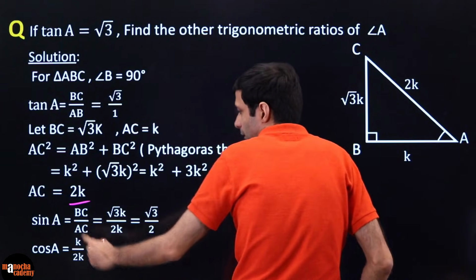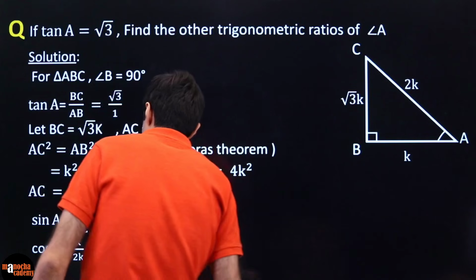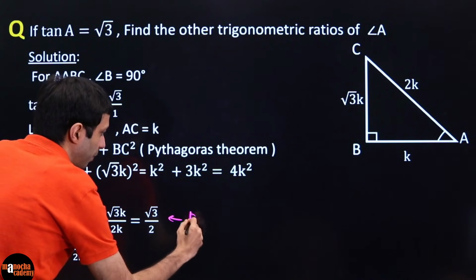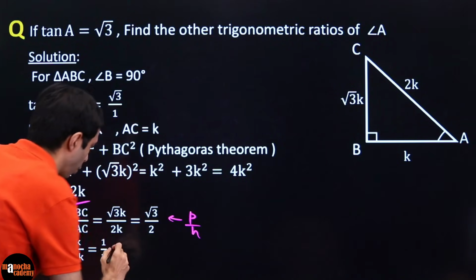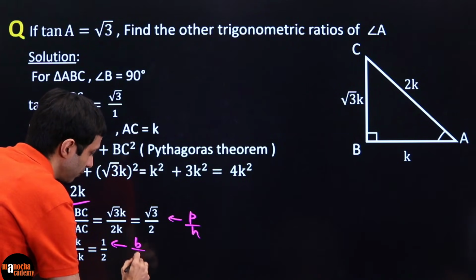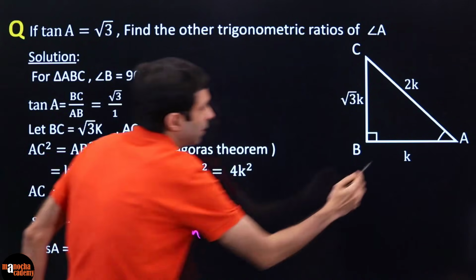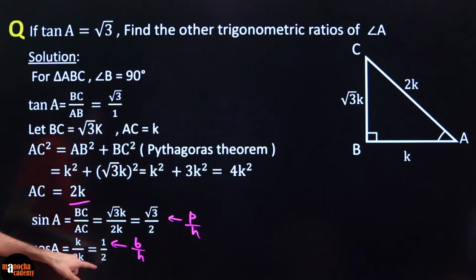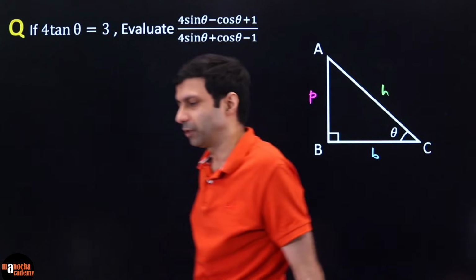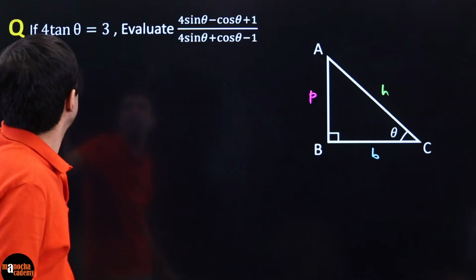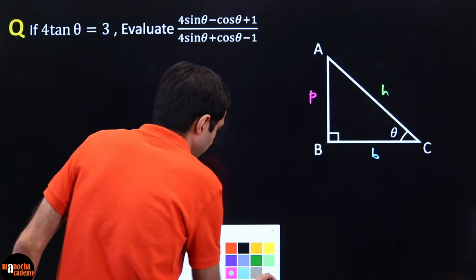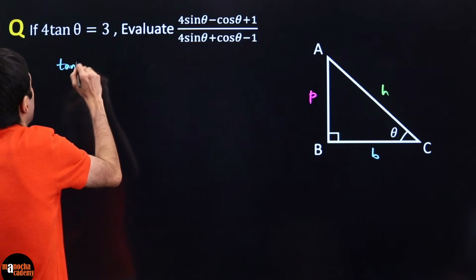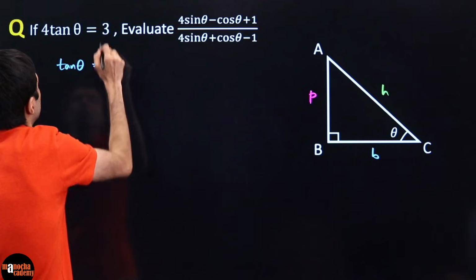See here. Better to learn this as sine A is perpendicular by base. Sorry, perpendicular by hypotenuse. Cos A is base by hypotenuse. What is the base here? K. Hypotenuse is 2k. So k by 2k, k will cancel. Half. Now, how do we solve this question? So here you have been given 4 tan theta is 3. So again, you can start off like this. 4 tan theta is 3. That means I can say tan theta, which is 3 by 4.